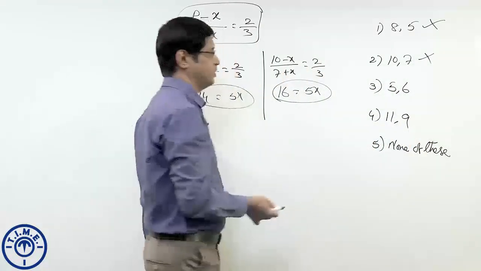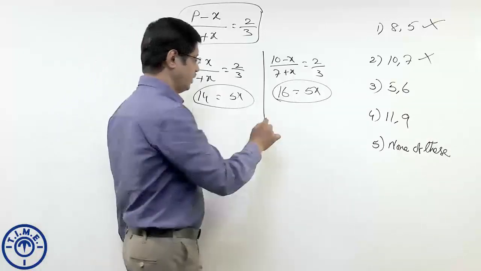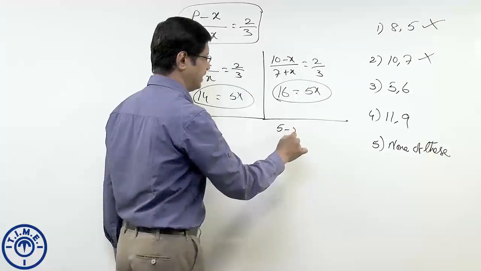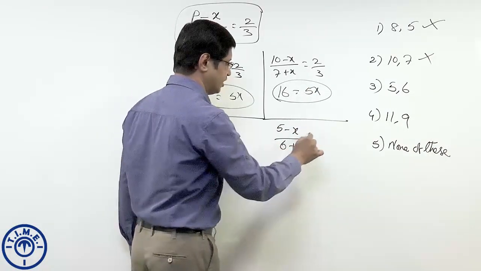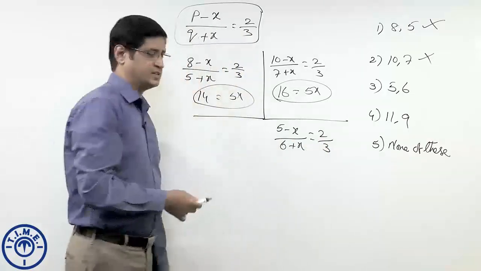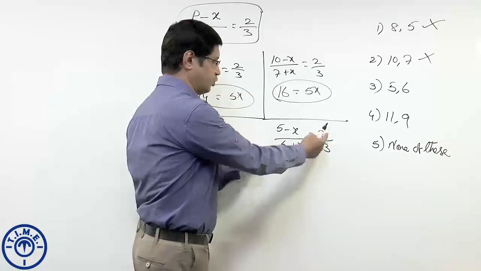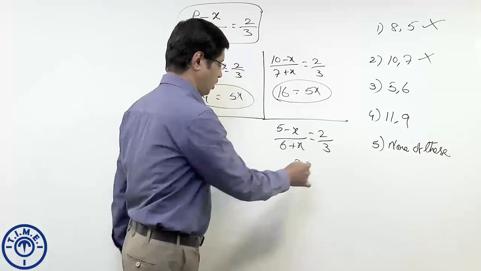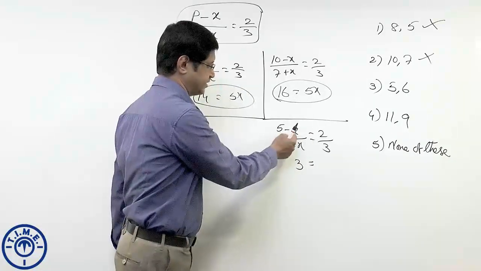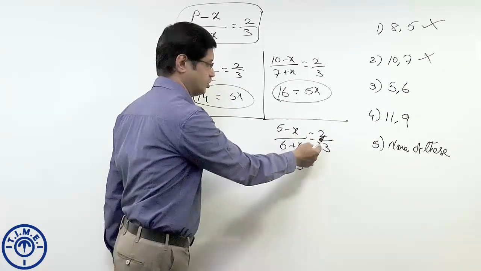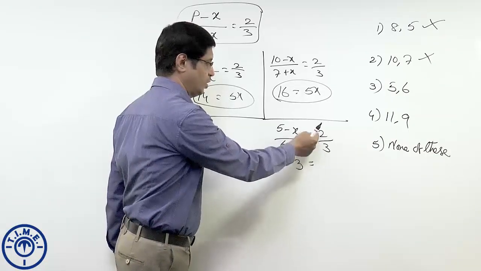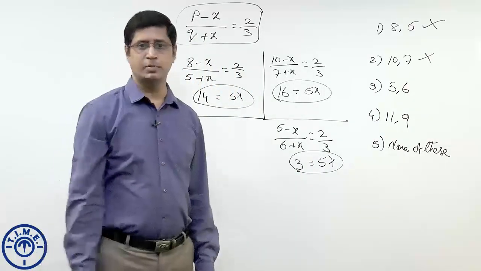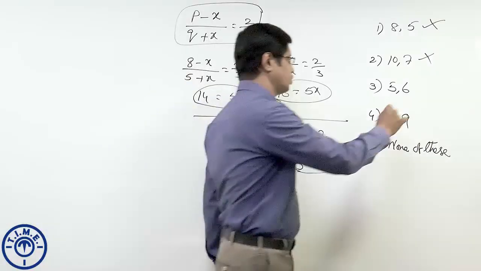So, what is the next option here? 5 and 6. When you observe 5 and 6 as the P and Q values, (5 minus x) by (6 plus x) is equal to 2 by 3. Solving this, the product of 3 and 5 is 15, and 2 and 3 is 6, 12. So, the difference of 15 and 12 is 3. On the other side, minus x plus x means we need to add these two values. The sum of the ratios is 5, so 5 into x is 5x. So, x is equal to 3 by 5. Again, it is a fraction, which means it is also ruled out.